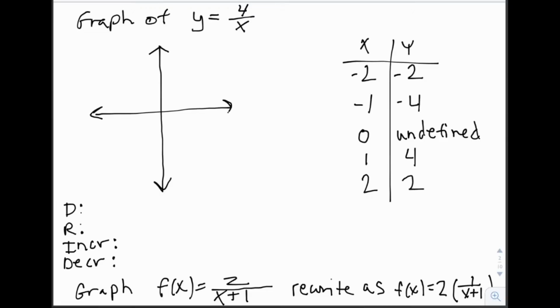So let's see what this one looks like. We're going to go 2 out on the left and the right hand side, and we're going to go up 4 and down 4.